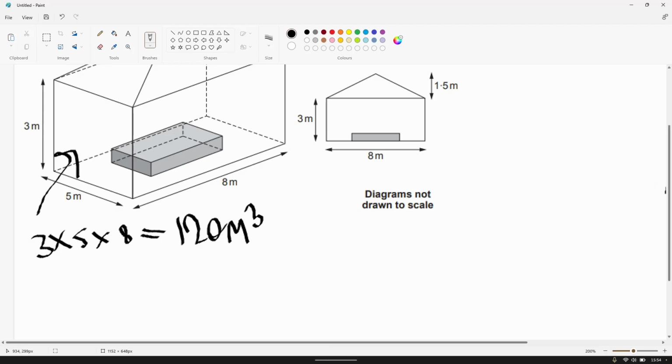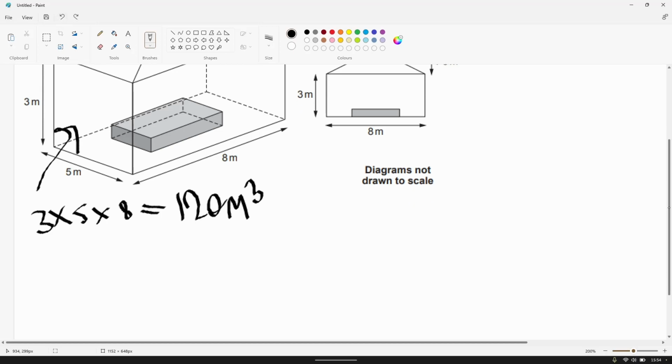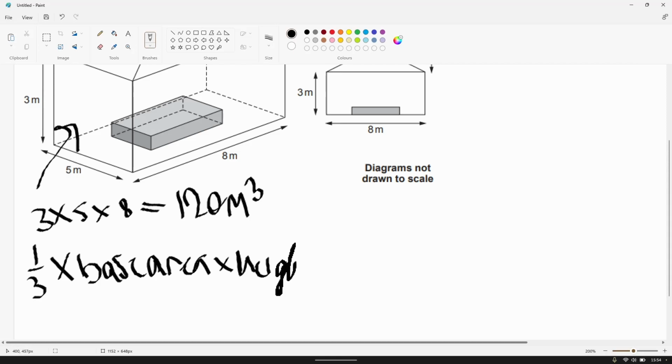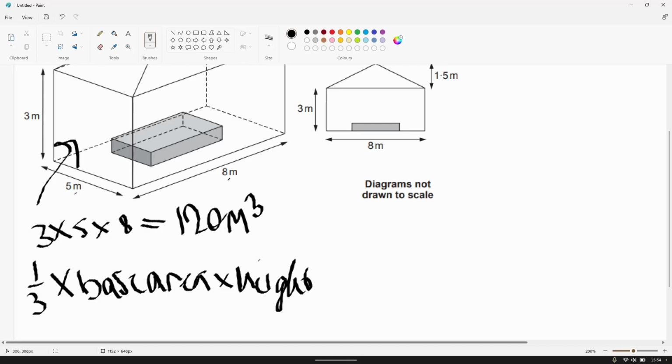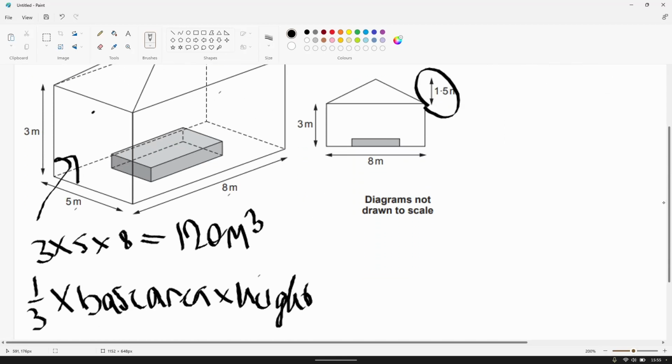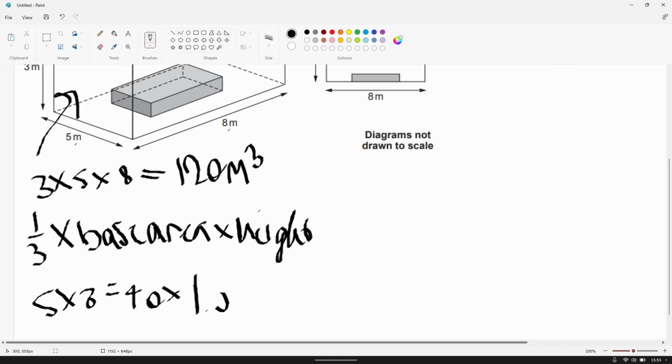And then now with the pyramid, there's a rule that isn't given in the formula booklet currently. So for the pyramid, we need a volume rule. It's 1/3 times the base area times the height. So for the base area, we've got the 5 and the 8 we can use as the base area because it's corresponding to those. So we just do 5 times 8, which is 40. And then we've got the height, which is 1.5 here. So we're just going to times 40 by 1.5, which is 60.